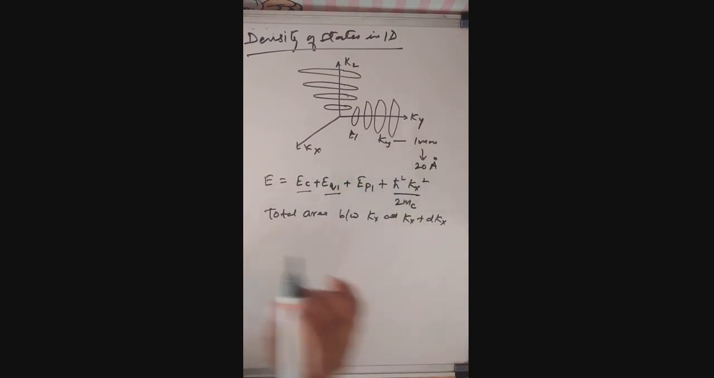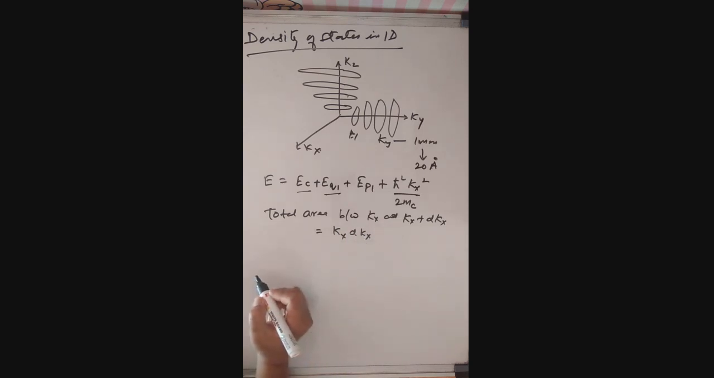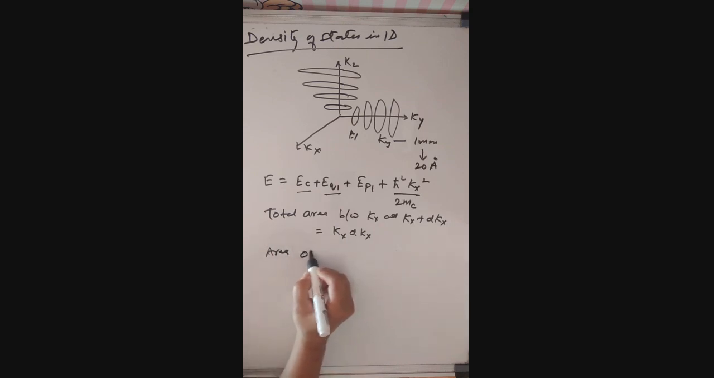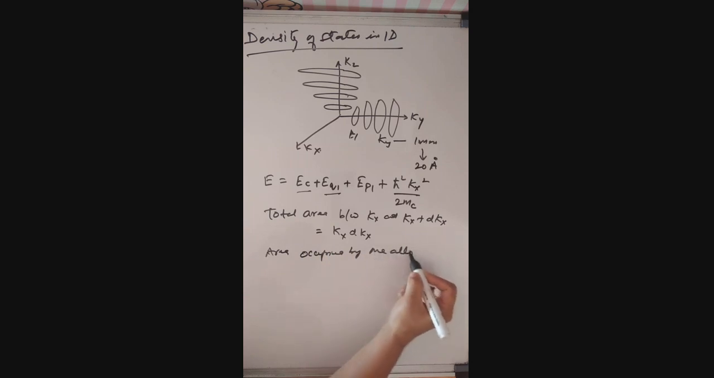We have only one dimension now, so the total area will be like the area of a wire. So we'll be writing it as kx dkx. This is the total area between kx and kx plus dkx. The next thing is the area occupied by one allowed state.